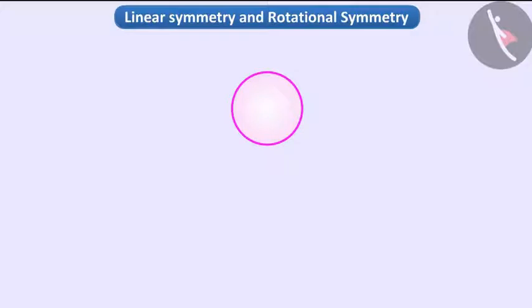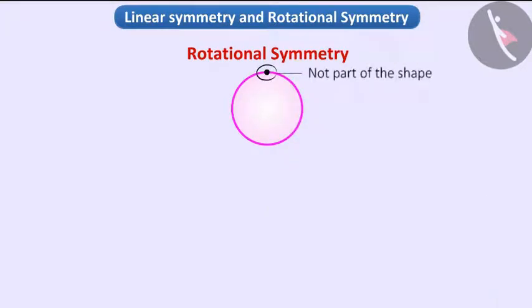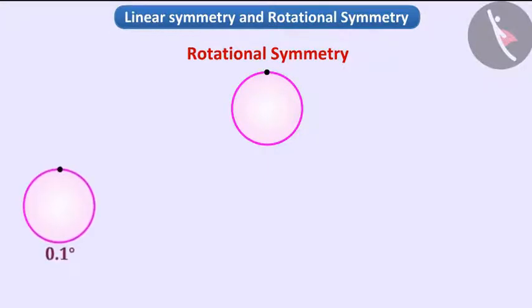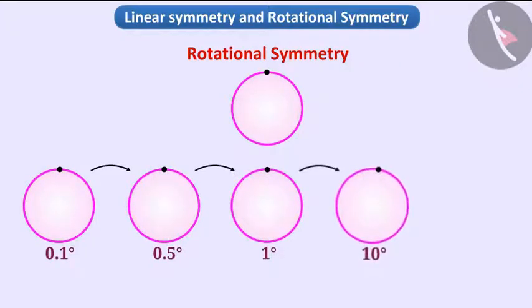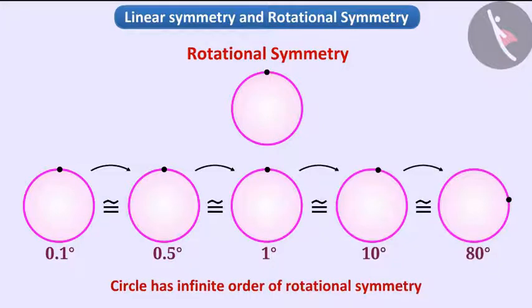Similarly, we will show a point on the circle to check for rotational symmetry, keeping in mind that this point is not part of the shape. Now we can get the figure exactly as it was from the initial shape by rotating the circle through any angle like 0.1 degree, 0.5 degree, 1 degree, 10 degree, 80 degree. So we can say that the circle has infinite order of rotational symmetry.